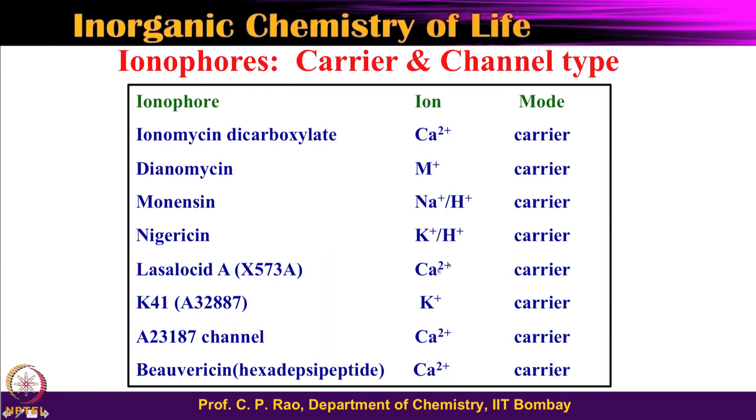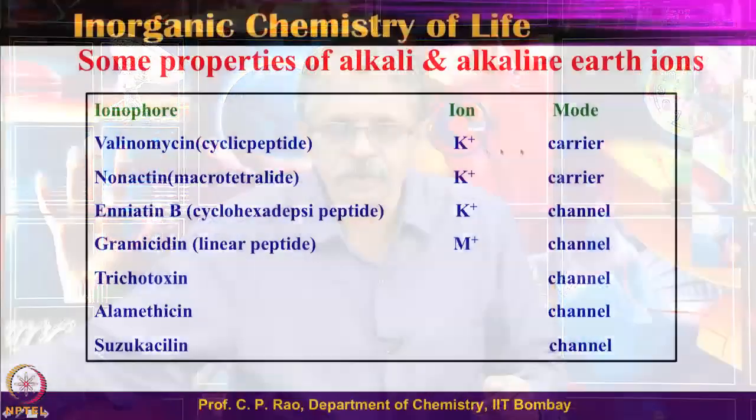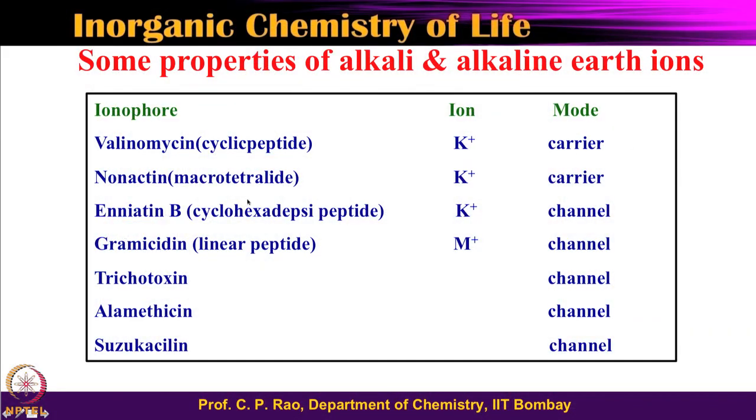Lasalocid is a calcium carrier. Some other antibiotic, it has a number, do not worry, is for potassium. Another antibiotic is for calcium. A hexadepsipeptide, not a peptide, a depsipeptide, for calcium, which is a carrier. Then valinomycin, which is very well known to many people, is a cyclic peptide, for potassium, a carrier. Nonactin is a macrotetrolide, I will show some of the structures soon, a carrier. And enniatin is another cyclohexadepsipeptide, for potassium, a carrier. Gramicidin, it can be M plus.